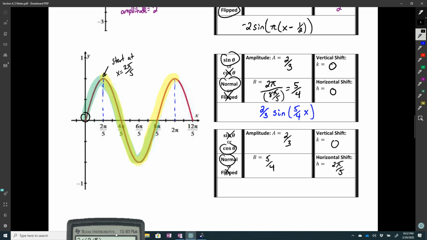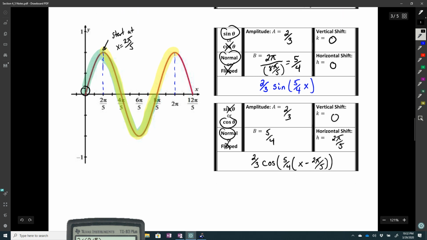So my equation is going to be a positive 2/3 cosine of 5/4 parentheses x minus 2 pi over 5. There you go. If you want, again, you can distribute. So that's 5/4 x, and then here, notice that the 5's would cancel, and you get minus pi over 2. But I'll take either one, so you can have this answer if you want, and that's perfectly fine.